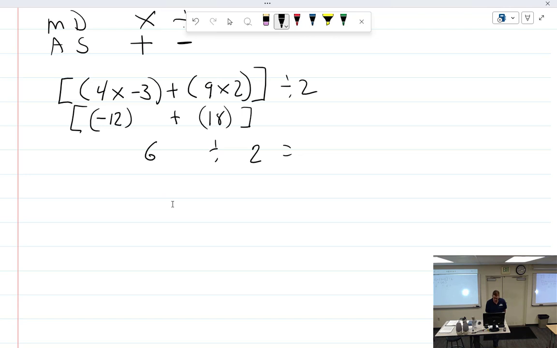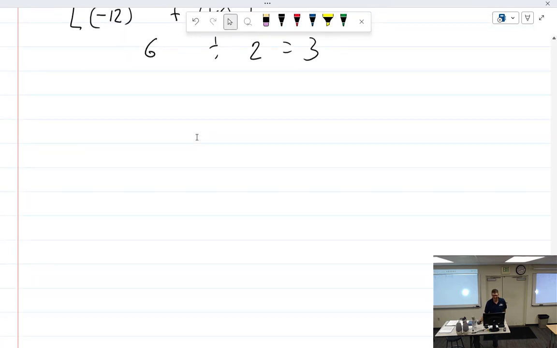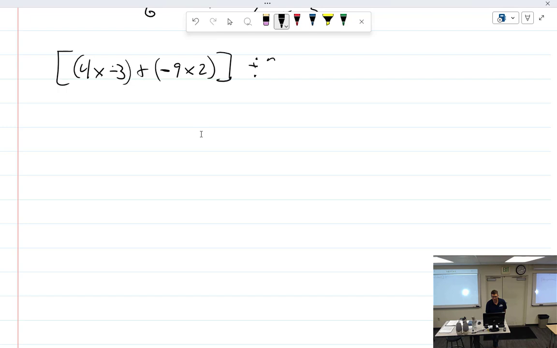That would be true, except I wrote this down wrong. Let's try it again. 4 times -3. Numbers matter, huh? Plus -9 times 2. Good practice, good practice. All right, 4 times -3.